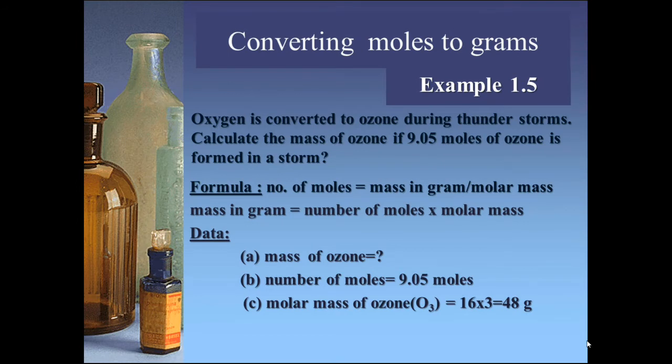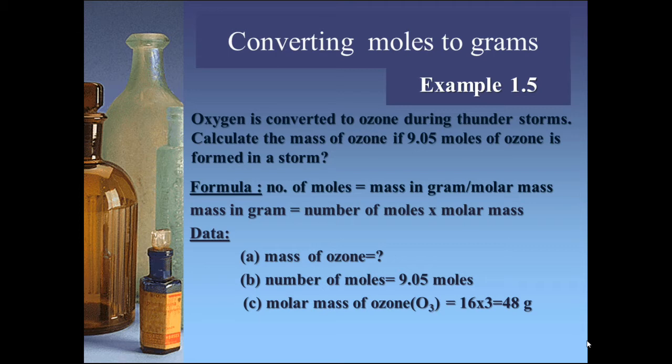Here we present an example from your chemistry book. This is example 1.5, converting moles to grams. We have moles and we are going to convert into gram. The question is: oxygen is converted to ozone during a thunderstorm. Calculate the mass of ozone if 9.05 moles of ozone is formed in a storm.